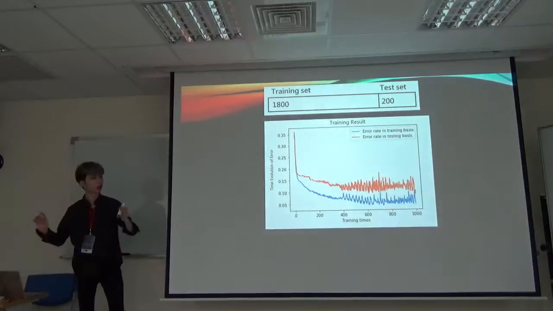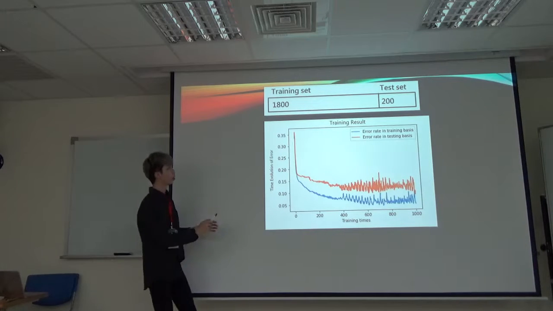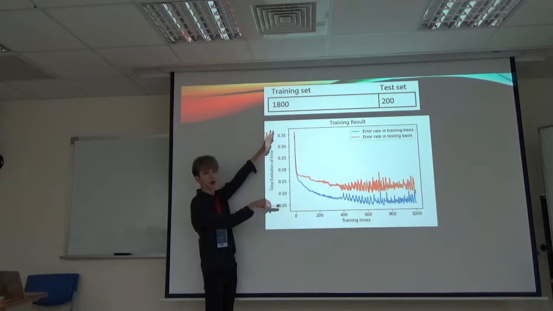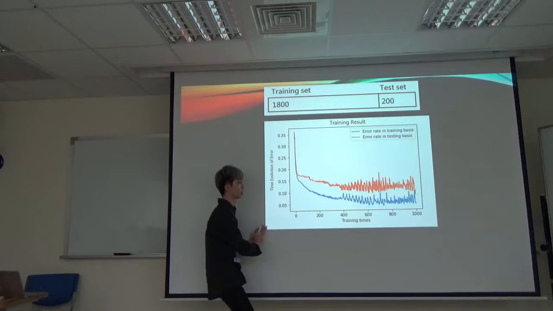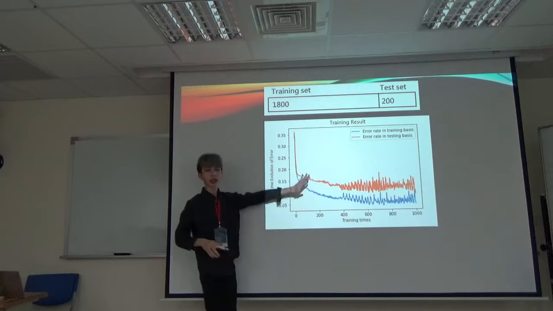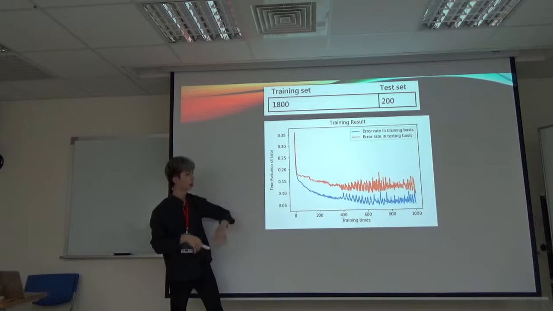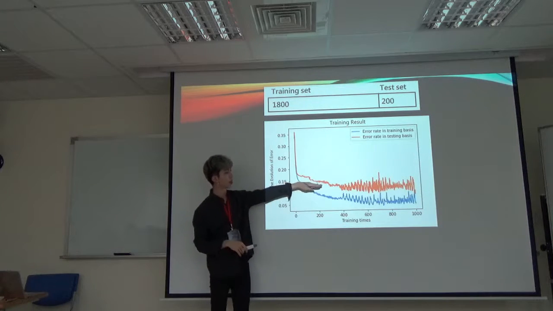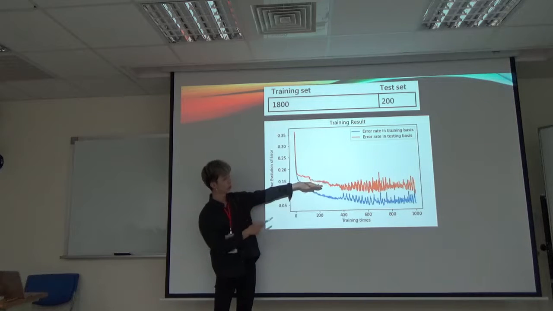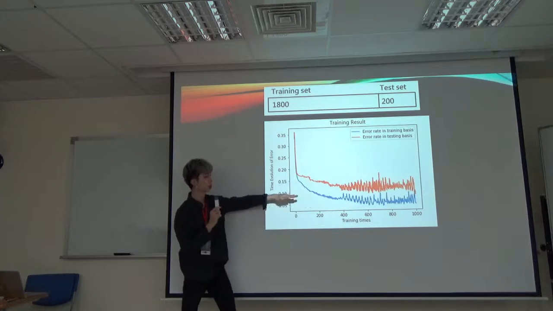So this is our result. This is the rate of errors, and you can see that as the training process goes on, the error decreases. So this AI is actually learning. And you can see two lines here. The above line is the test set, and the blue line is the training set.